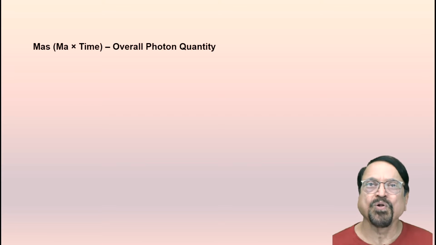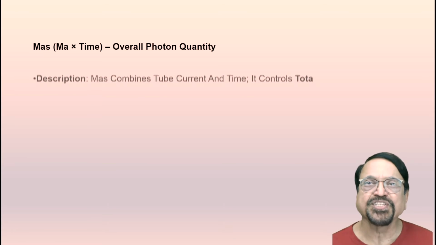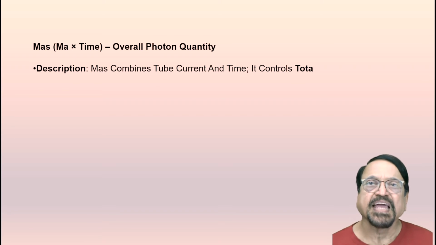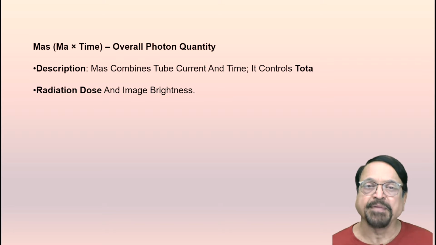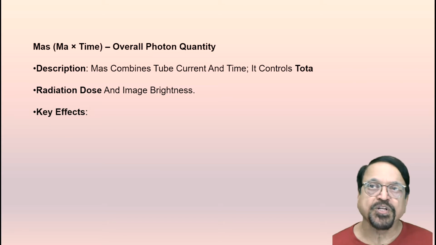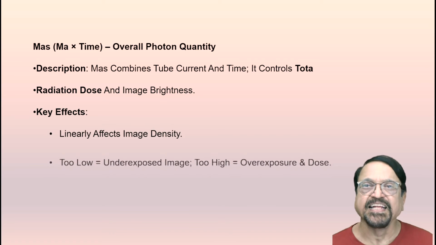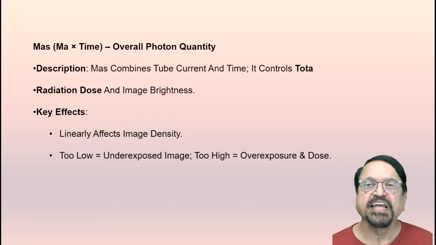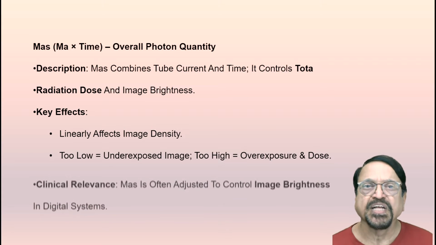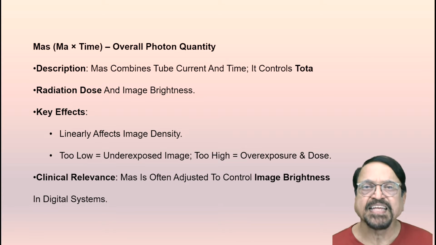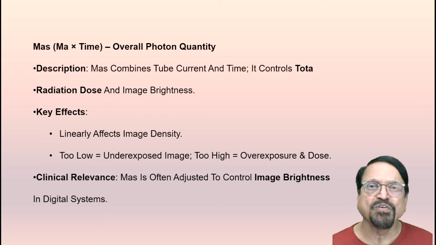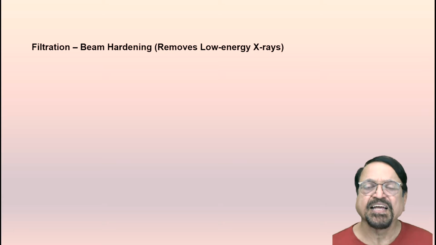Now MAS is important, the overall photon quantity, which takes into consideration MA and seconds. MAS combines tube current and time. It controls the total radiation dose and image brightness. What is the importance of it? The linearity affects image density. If it is too low, it is underexposed. If it is too high, it is overexposed. The dose will be high, image details will be less, and we will not be able to extract the clinical details as we want. The clinical relevance is that MA is often adjusted to control image brightness in a digital system.